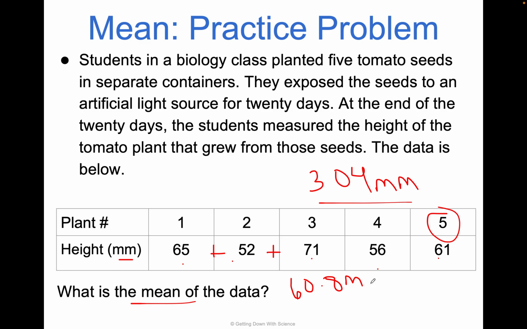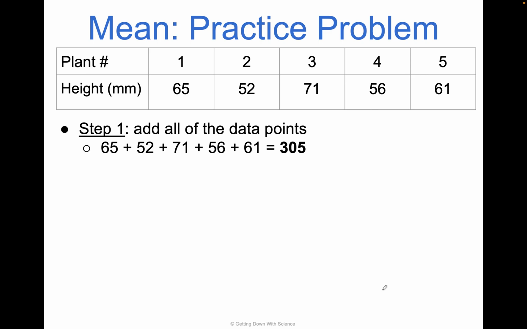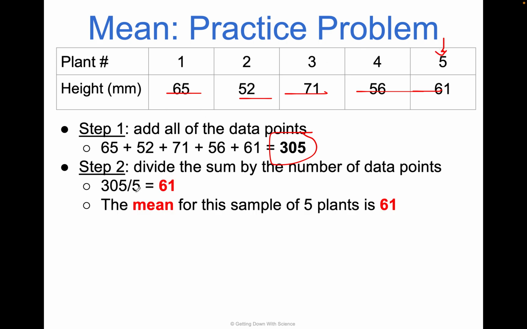Do you want to see if I'm right? I know that we haven't officially met each other yet, but I am very bad at math. It's important to know our limitations. So the first step is to add all of the data points together: 65, 52, 71, 56, 61. We added them together and got 305. Then we divide the sum by the number of data points. Again, we have 5 data points, since we planted 5 plants. So we do 305 divided by 5. I got 61.8, or 60.8.